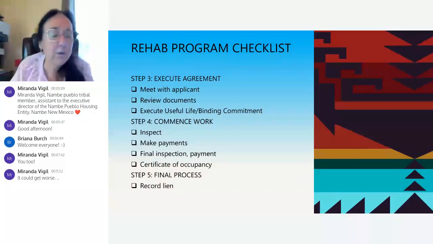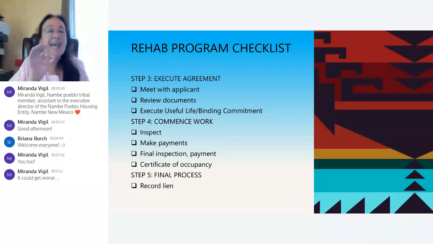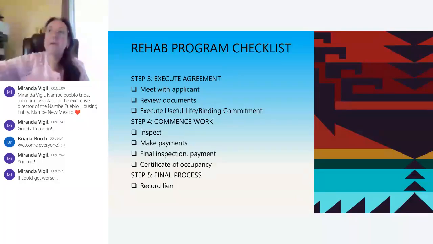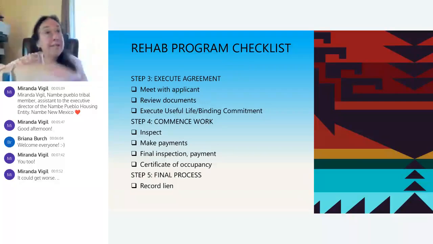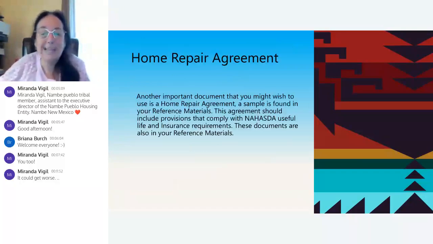You execute an agreement, meet with the applicant, review the documents, execute your useful life binding commitments, make sure the binding commitments are signed, with a BIA, register deeds, whoever, depending on what type of land status that is, and you commence that work. Somebody's got to do inspections, make payments, final inspections, payment, make sure you keep retainage all the way through so they'll come back, and a certificate of occupancy if you have to issue one. That final process is to record that lien.